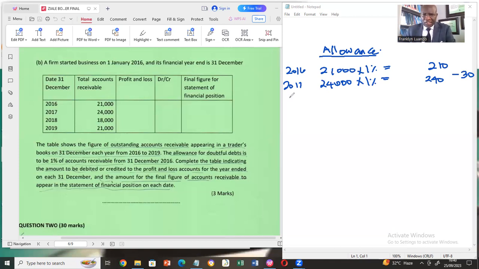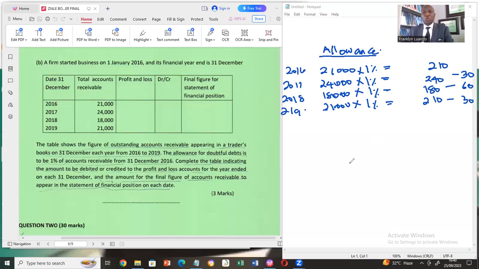In 2018, there is 18,000. Multiplied by 1%. There we have 180. There is a reduction. There is a reduction of 60, which will be credited. 2019, that is 21,000 receivables. Multiplied by 1%, this one will be 210. There will be an increase of 30.